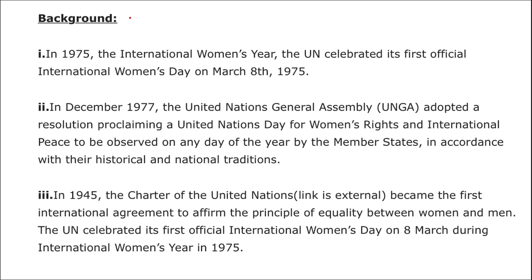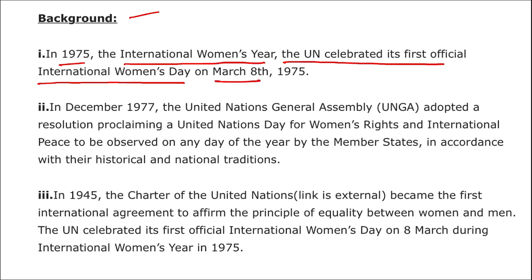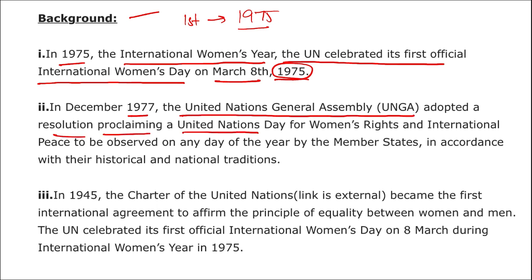Then if we talk about the background, in 1975, the International Women's Year, the UN celebrated its first official International Women's Day on 8th of March in 1975. So first time when did we observe International Women's Day? In the year 1975. In December 1977, United Nations General Assembly adopted a resolution proclaiming a United Nations Day for Women's Rights and International Peace to be observed on any day of the year by the member states in accordance with their historical and national traditions.